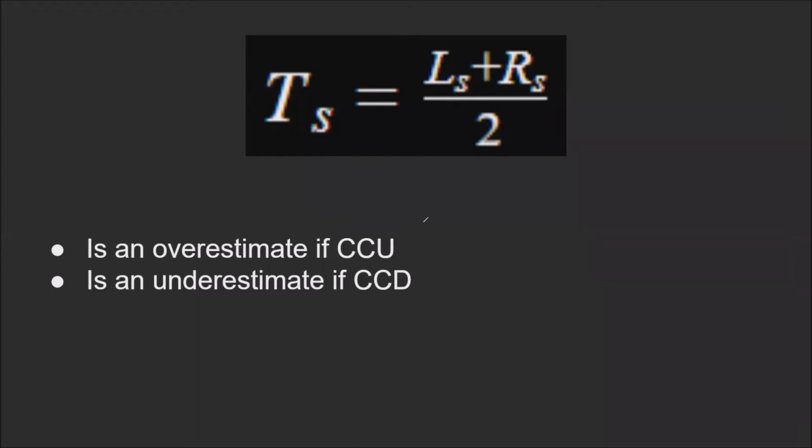Now, if the curve you're approximating is concave up, meaning it's accelerating essentially, then this trapezoidal sum will be an overestimate. Likewise, if it's concave down, then it's going to be an underestimate.